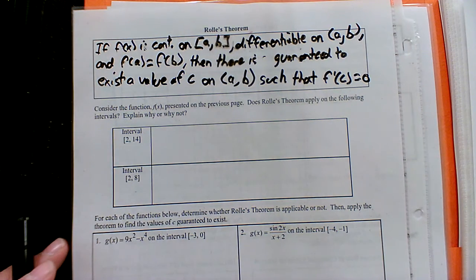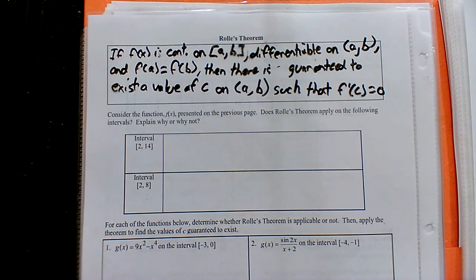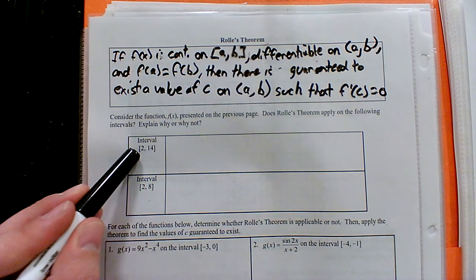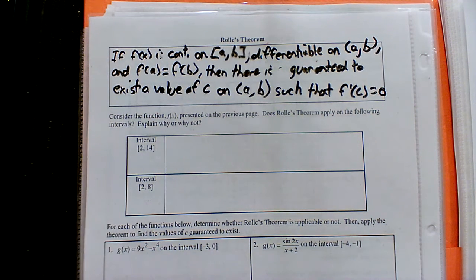So now that we know kind of what the theorem is stating, let's try to put it into practice. Consider the function f of x presented on the previous page. Does Rolle's theorem apply on the following intervals? Explain why or why not. I accidentally already erased the front, but you still have it on your page if you want to flip. Look at the interval from 2 to 14. From your x values of 2 to 14, is it continuous? Okay. Is it differentiable? Can you take the derivative at any point from 2 to 14? Okay. Is f of a, so f of 2, and f of 14, are they equal to the same value?